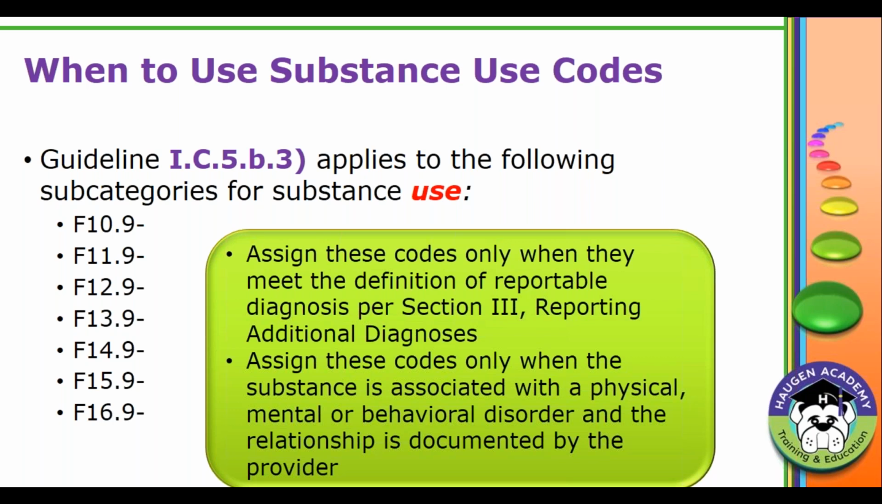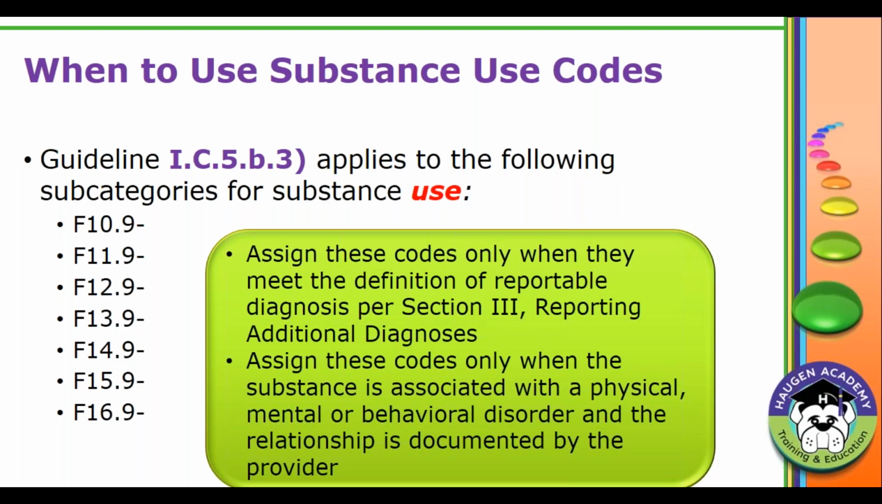It's written in red here. It's bolded. Remember when I said that the fourth character of your substance use code is going to tell you whether it's use, abuse, or dependence. The fourth character for these categories listed here that are mentioned in this coding guideline are for use. This guideline does not apply to dependence. It does not apply to abuse. It only applies to use.